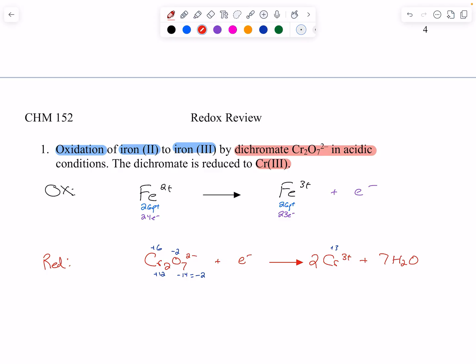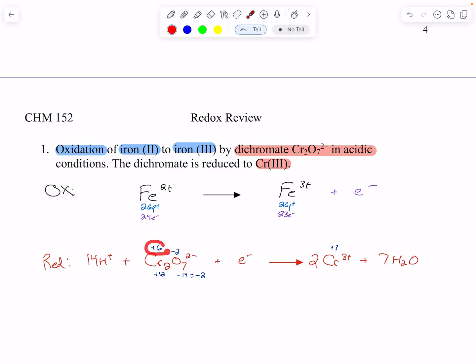Oxygen's good. Hydrogen is now introduced. So now I have 14 H's. So we just put down 14H plus. And now we're good. Now we got the mass in. Now we have to balance the charge.